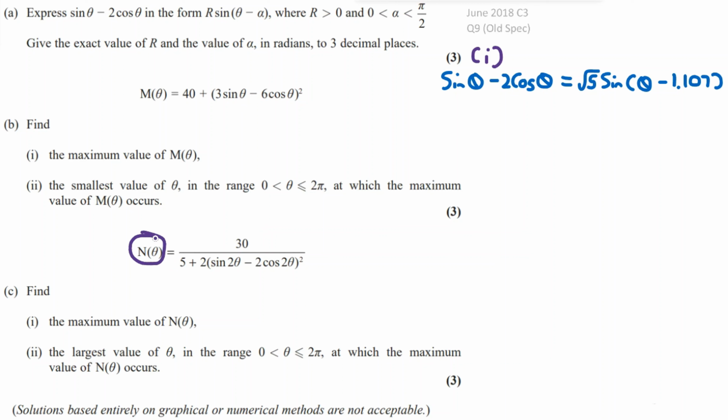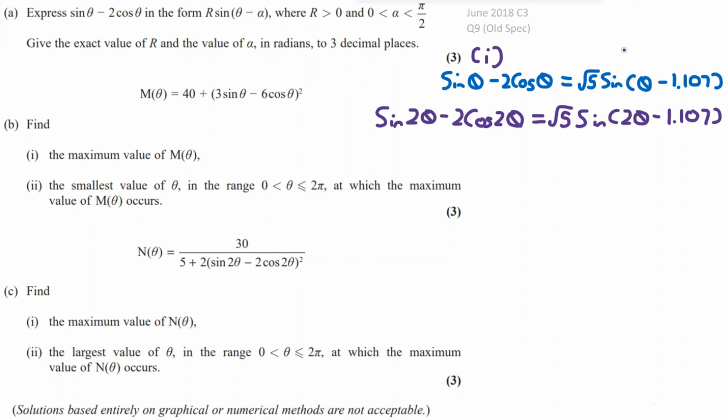So we have this function here n theta, which is a fraction, and we need to find the maximum value of n theta. So we have this sin minus 2 cos, which is what we figured out in part A, but the only difference is that this was in terms of theta, but this is in terms of 2 theta. And you might be wondering what the effect of this is. The only effect that this has is it replaces the theta here with 2 theta.